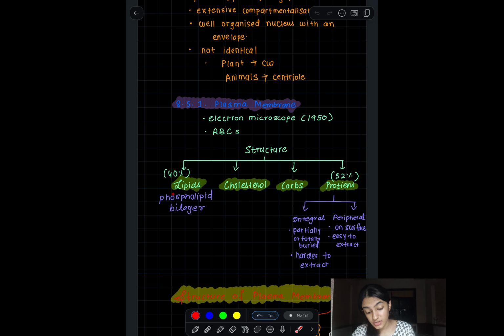Now, moving on to the structure of the plasma membrane. The plasma membrane basically consists of four types of groups: the lipids, cholesterol, carbohydrates, and proteins. The lipids are present in the form of a phospholipid bilayer. The proteins present are of two types. They could be integral proteins or the peripheral proteins.